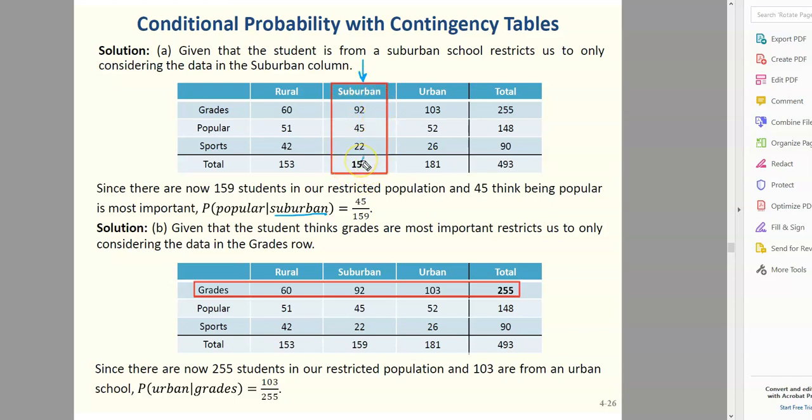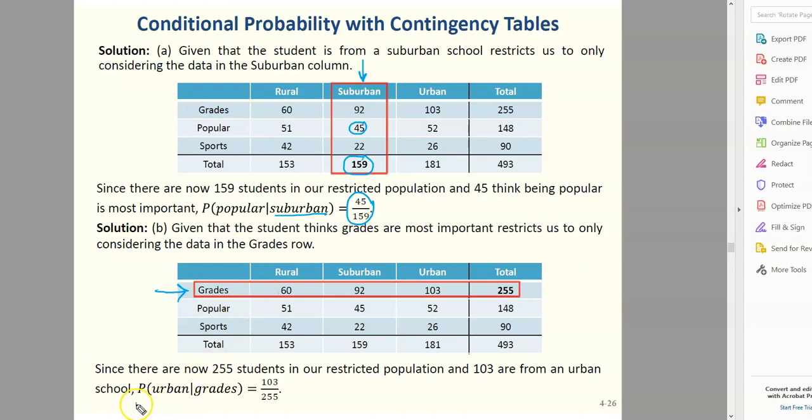Now there were 159 total students surveyed from a suburban school district. And so the probability that the student thinks being popular is most important will then be 45 out of 159, and that is our probability. For the second part, we're given that the student thinks grades are most important. So that restricts us to considering only data in the grades row.